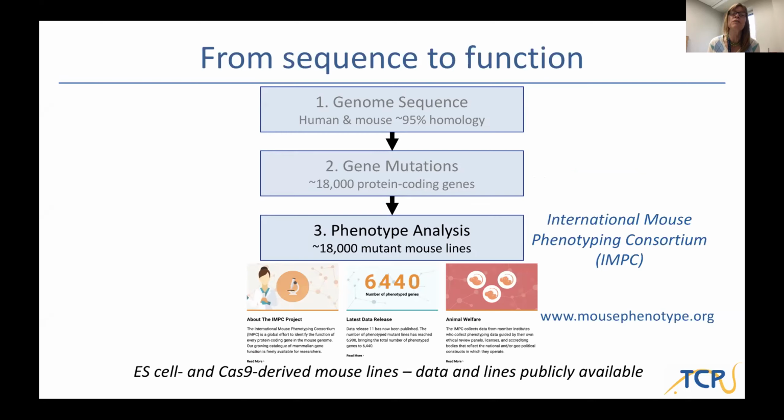More recently, we switched to using Cas9 to derive our mouse lines because it's much faster and more cost effective. It also enables us to respond more nimbly to requests or expressions of interest in genes. And to date, we've provided phenotyping information for 6,440 genes.